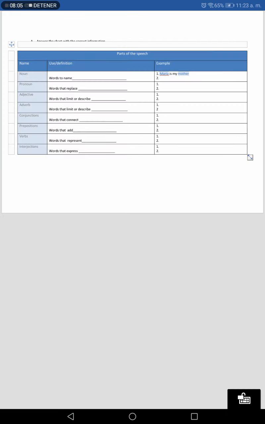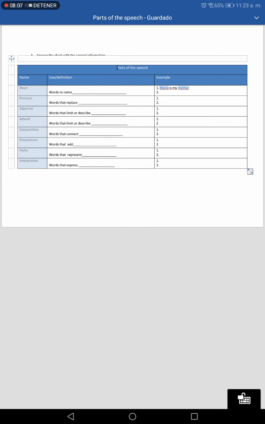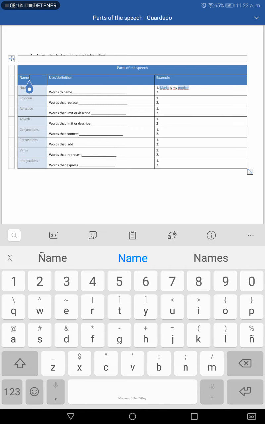So the first exercise is this one. Yeah, you have to complete the chart. Tiene que completar el cuadro de aquí. So the first column is the part of speech, one of the categories. We have nouns, pronouns, adjectives, adverbs, conjunctions, prepositions, verbs, and interjections. Then in the second column, you have to write the definition. For example, nouns, words to name, ¿para qué sirven los sustantivos? Para palabras que nombran. Yeah, and then we have examples.